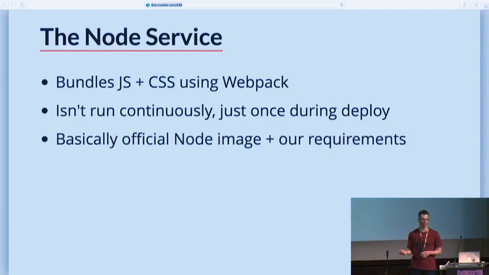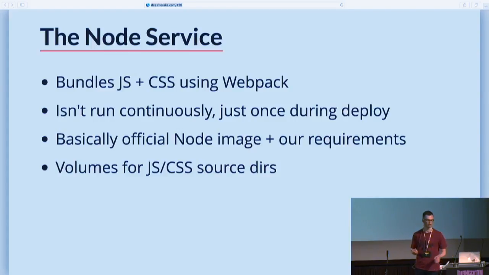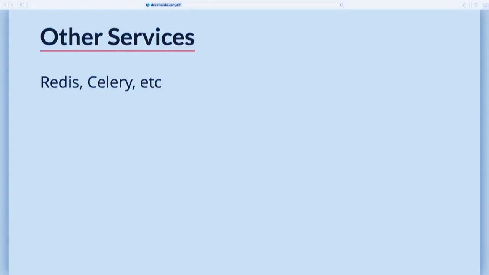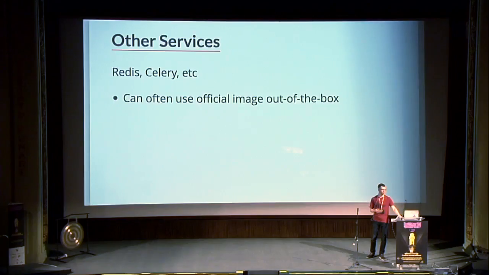And again, we begin with the Node official image, add our JavaScript requirements. And this time we use volumes for the source directories because you don't really need the sources at runtime. And it also helps us use a single image for both production and development. We'll get to that in a bit. Next, we might have some other services such as Redis, already mentioned, or Celery, or something else. And for those, we can quite often use official images without much configuration. The only thing that we should probably do is using volumes again if we need to persist any data.